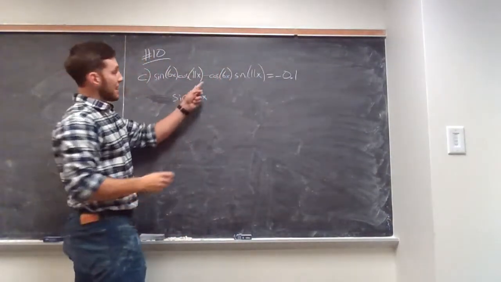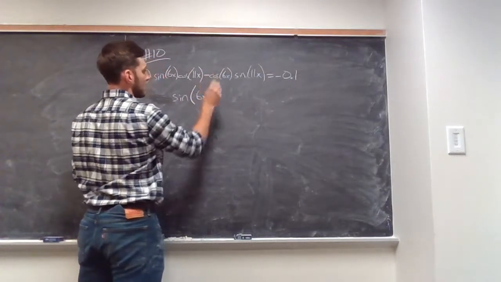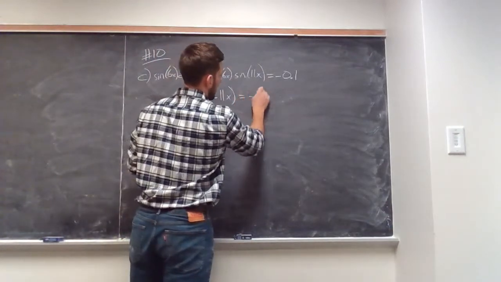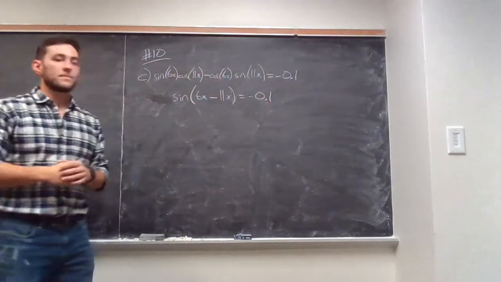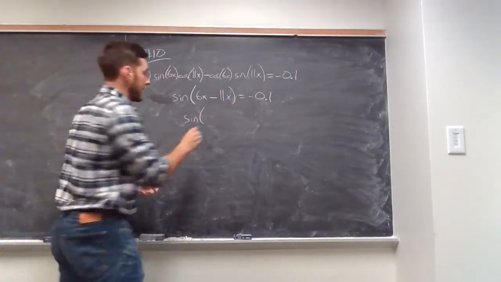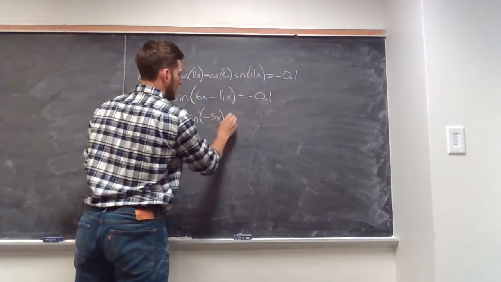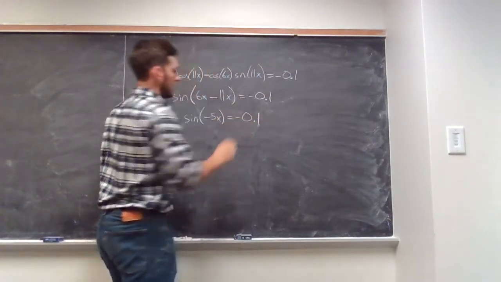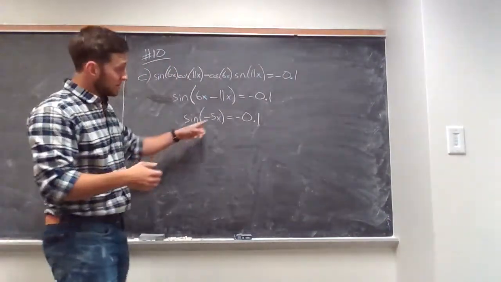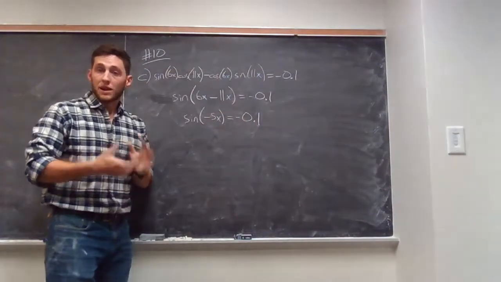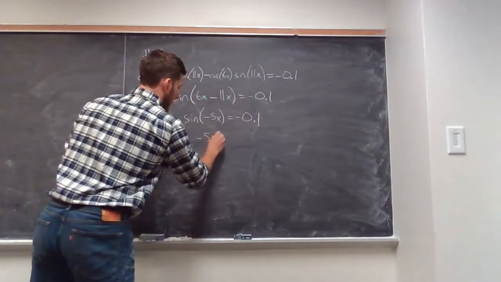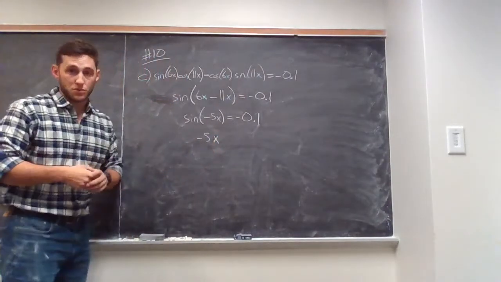This is sine of 6x minus, because we have a minus here, 11x equals negative 0.1. Now when I go ahead and do this out, I get sine of negative 5x equals negative 0.1. And you know what? In this case, there's no real nice angle where you get negative 0.1. So what I'm going to recommend you do here is use inverse sine, because that will at least help us get our hands on an angle where this works.